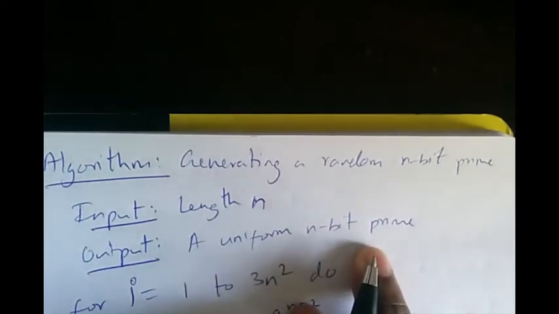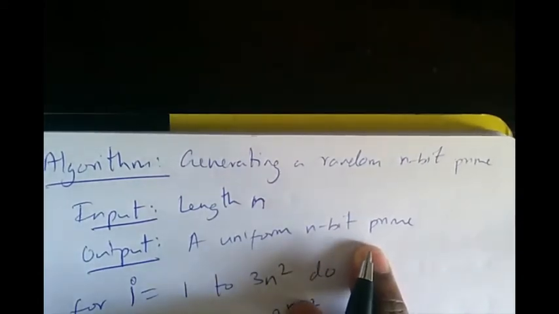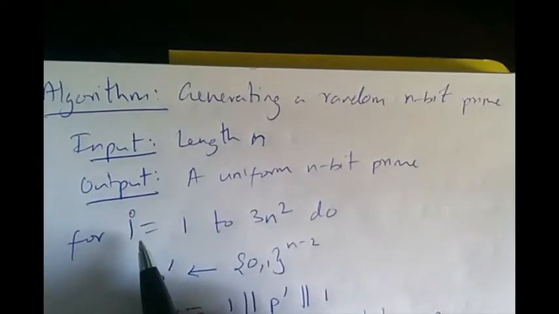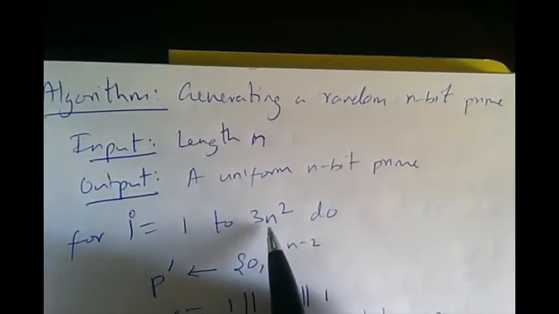And the output is going to be a uniformly chosen n-bit prime. So from the set of all n-bit primes, I'll choose one. I'll give you one. So the algorithm has a loop, an index which is going from 1 to 3n square.